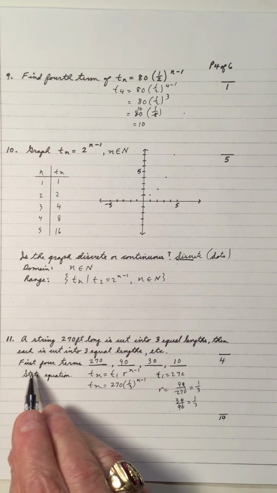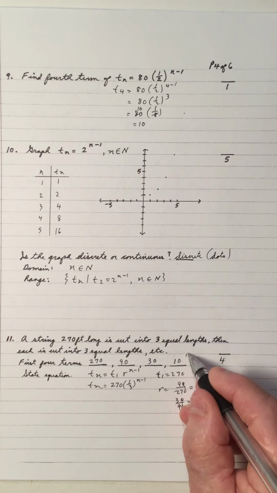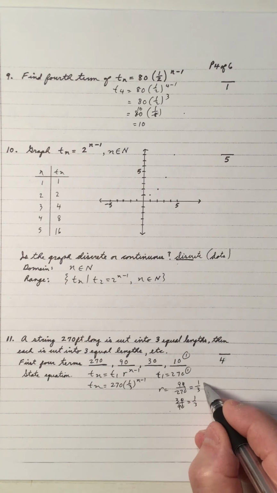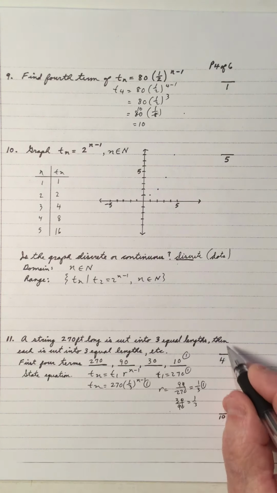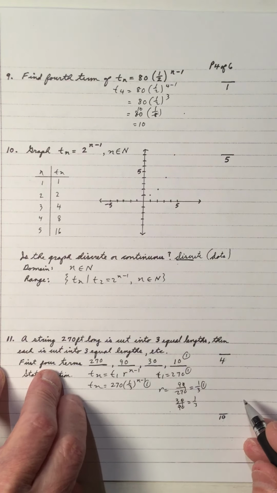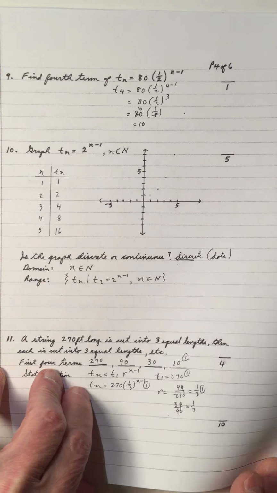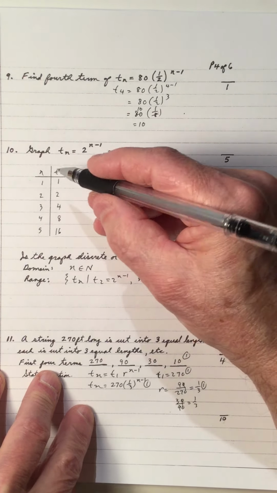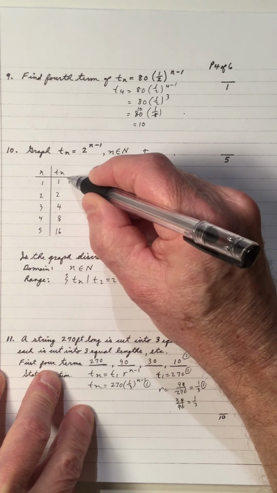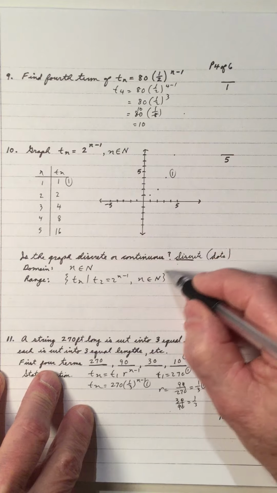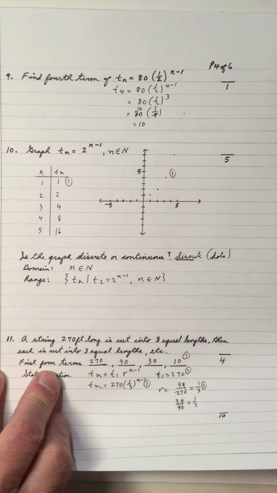So for the sequence, you get a mark. For the first term, you get a mark. For the ratio, you get a mark. For the equation, you get a mark. 4 marks altogether. And total up your page, you have a total of 10. And don't forget, if you did this table, you get a mark. If you did the graph, you get a mark with the dots. And for each of these, you get a mark, so 5 marks here. 10 altogether.